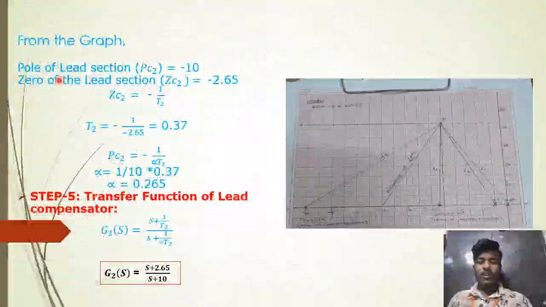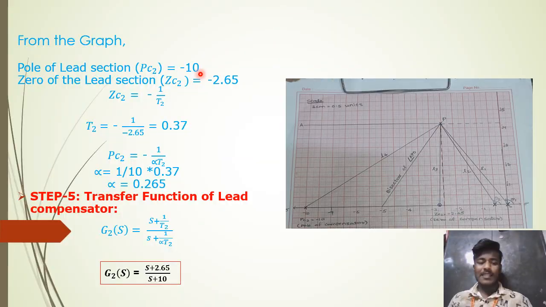From the graph, pole of the lead section PC2 equal to minus 10. Zero of the lead section ZC2 equal to minus 2.65. We know the formula ZC2 equal to minus 1 by T2, so T2 equal to minus 1 by ZC2, where ZC2 equal to minus 2.65. It means 1 by minus 2.65 equal to 0.37.